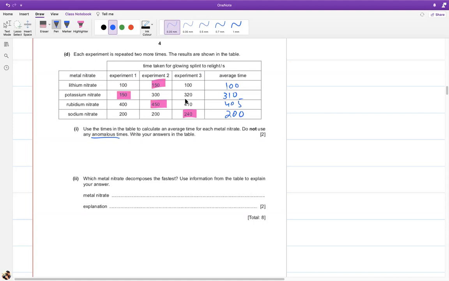Okay. All right, which metal nitrate decomposes the fastest? So the one that has the smallest time, so that is lithium nitrate. So we'll say it is lithium nitrate. Okay, that's the one. And what's the explanation? The explanation would be that obviously if it takes the smallest amount of time to decompose, how do we know that it decomposes the fastest? Uska time सबसे कम है. That's it. That's the explanation.